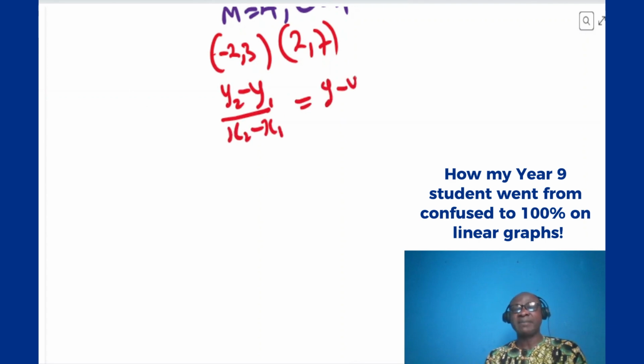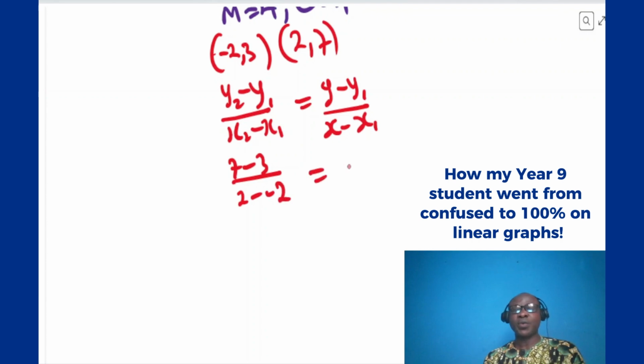is equal to y minus y1 all over x minus x1. Substitution: y2 is 7 minus 3, which is y1, all over 2, and that is x2, minus 2, equal to y minus y1, 3, and the x1 is minus 2, which makes it plus 2. You can see my work.